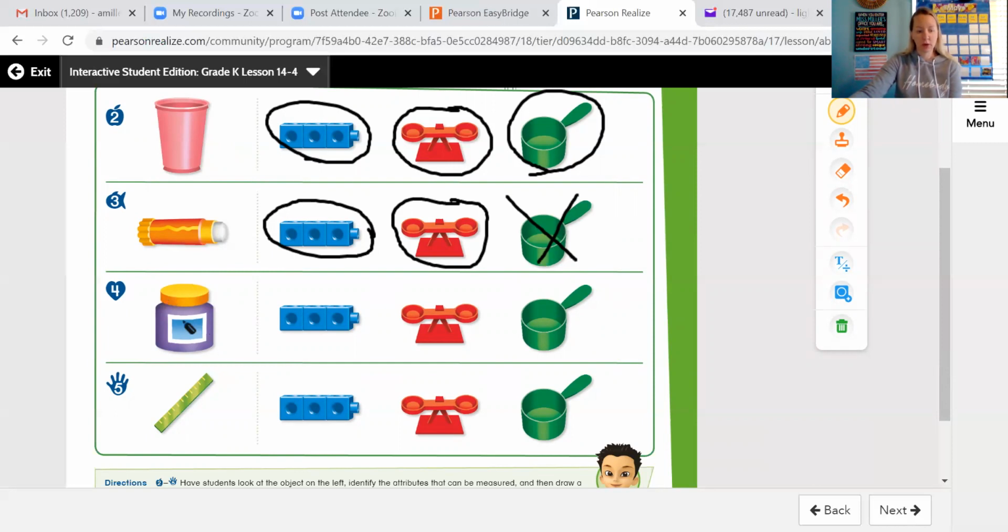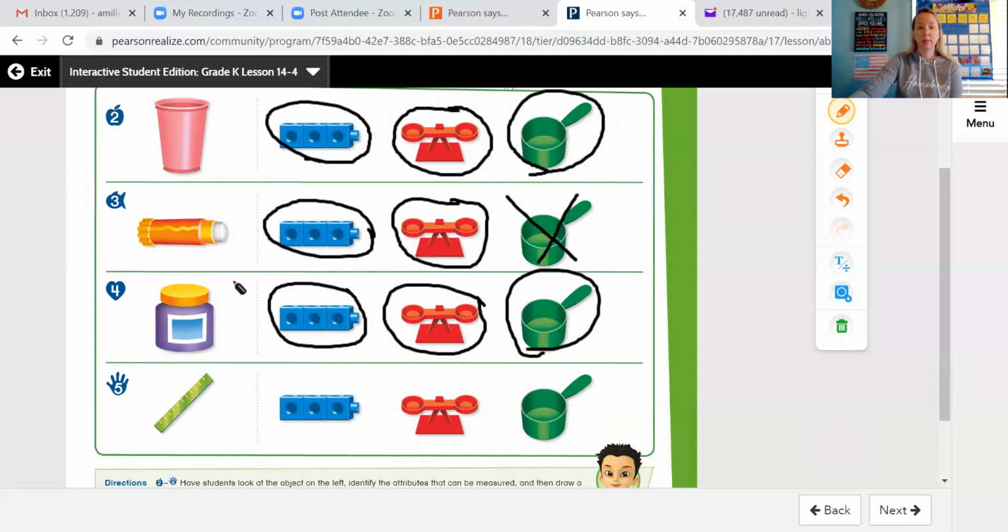All right, number 4, I think that might be a jar of paint. Could we use a cube train to measure the length or the height of the jar of paint? We sure could. Go ahead and circle that. Could we use a balance scale to find out if this paint is heavier or lighter than another object? We sure could. Go ahead and circle that. And could we use this measuring cup to figure out how much this jar of paint will hold? Yes, we could. We could fill it up, pour it in, fill it up, pour it in, and see how much this jar of paint holds. Good job.